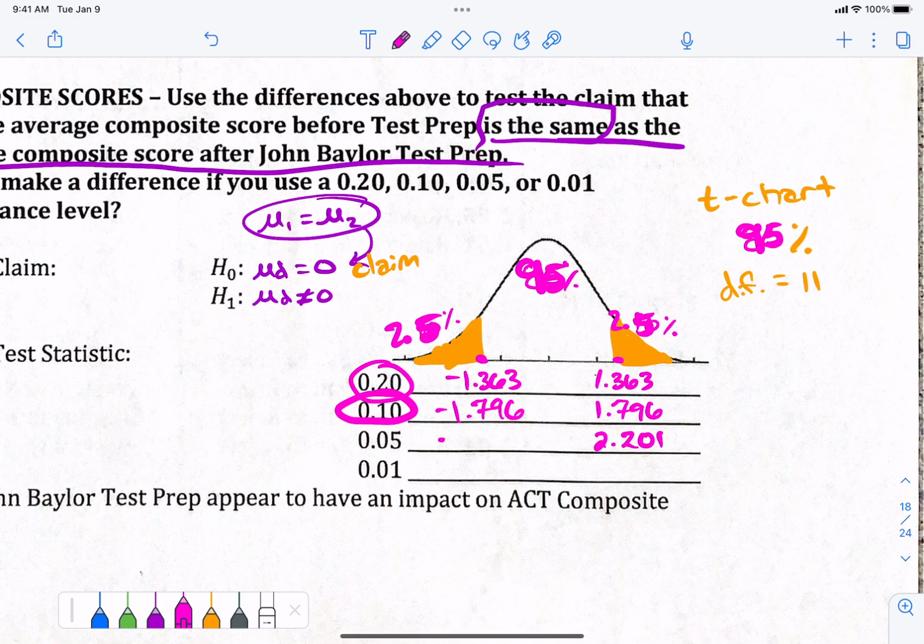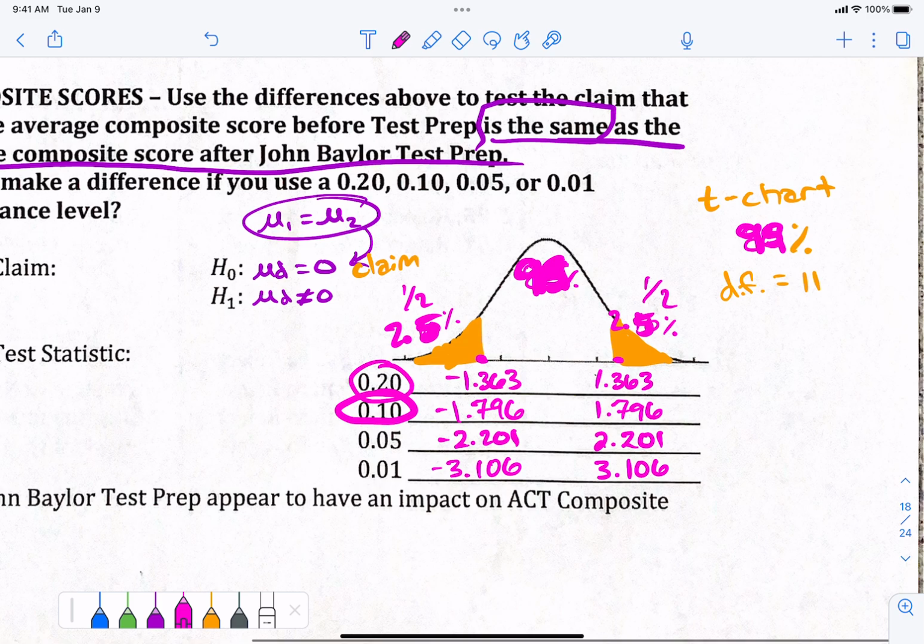2.201 and negative 2.201. And then the last one is 1%, which means 0.5% goes here and 0.5% goes here, which means 99% in the middle. And 99% at 11 degrees of freedom? 3.106. Thank you so much, Sarah. Yes, perfect. Okay, so those are the numbers we're looking at.